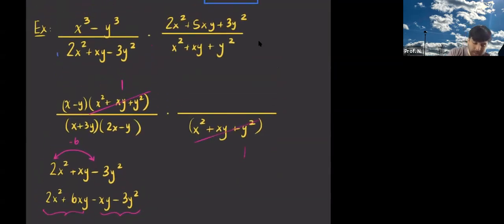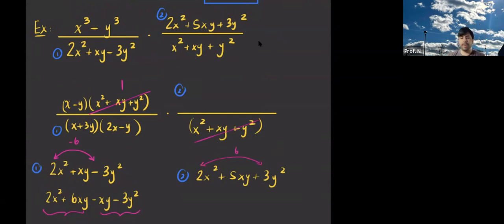So I'm going to just call this 1, and I'm going to call this 2 here. So 2. And this is 1 here. And I'm going to have to deal with 2. So what is 2? 2 is 2x squared plus 5xy plus 3y squared. Again, 2 times 3 is 6, right? What two numbers multiply to positive 6 but add to positive 5? They have to be 2 and 3. So this becomes 2x squared plus 2xy plus 3xy plus 3y squared.